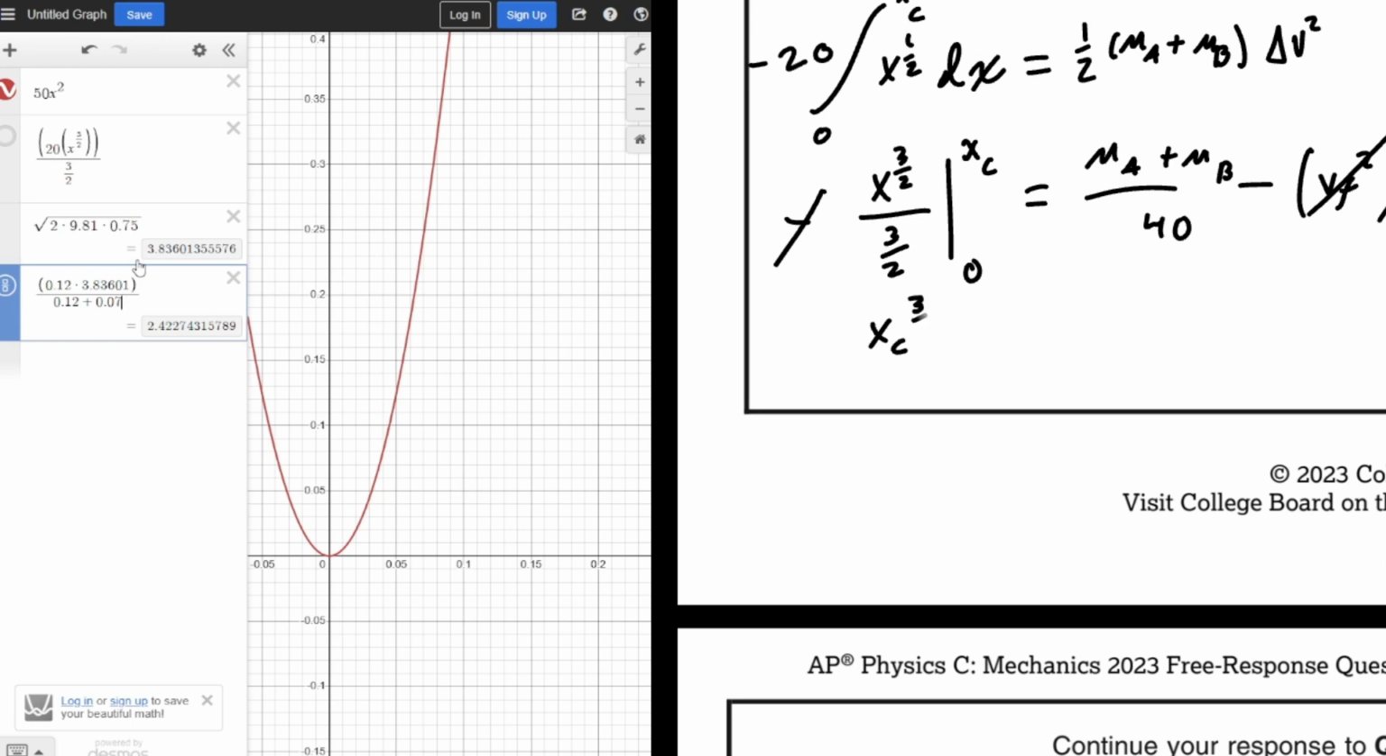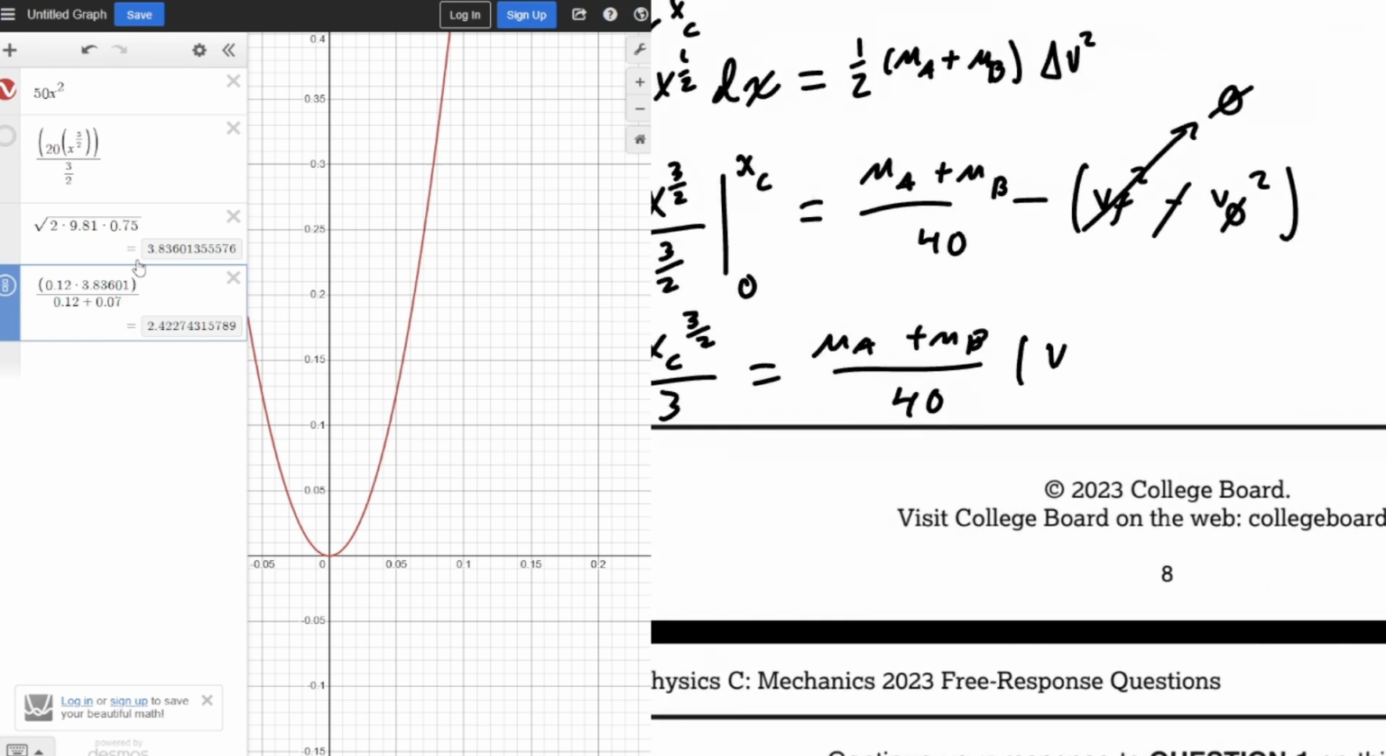So now this 3/2, I'm going to simplify over here. So x compressed to the 3/2. Now I'm going to move that 2 up top and do this. Right? This 2 and 3 came from me multiplying 2 on both sides and simplifying. And now if I put 0 in this numerator, it's just going to be -0, so we're just going to ignore that. It is going to equal MA plus MB divided by 40, that negative canceled earlier, times the initial velocity squared.